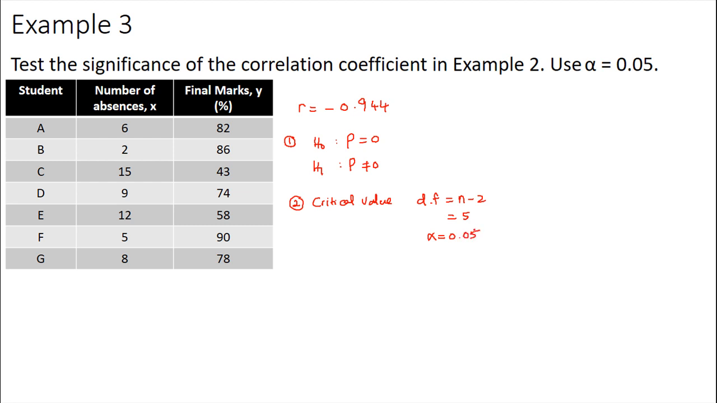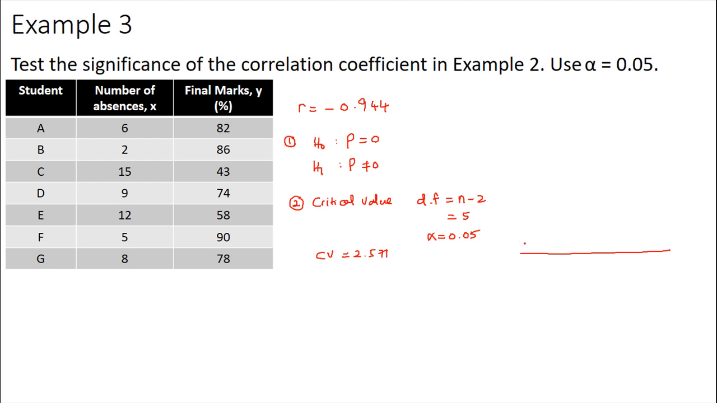By using the t distribution table, to find the critical value when alpha is 0.05 for a two-tailed test and the degree of freedom is 5, the critical value is 2.571. Okay, the critical value is 2.571.